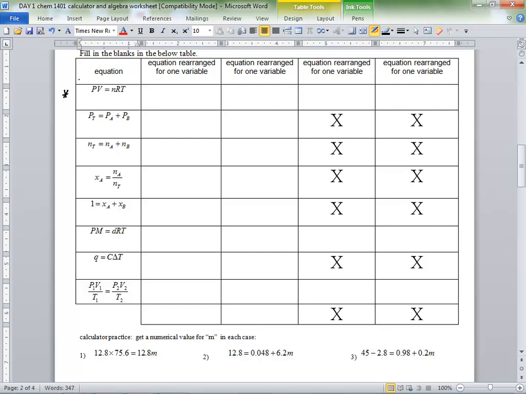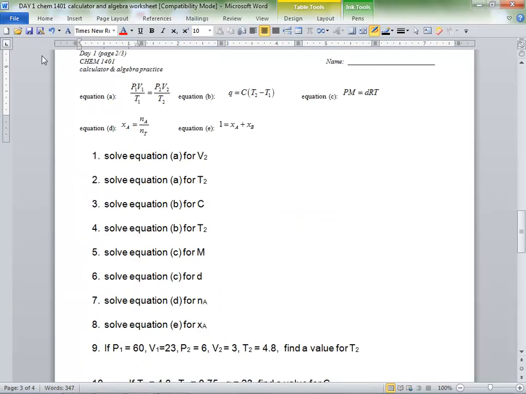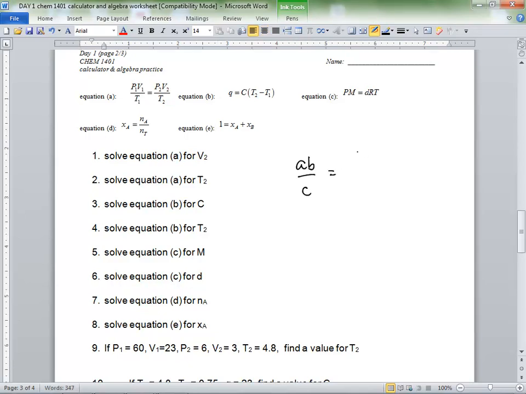What I'd like to do before we do this is show you, I don't know if it's a trick or not. I guess you can call it a trick. But if I had something like AB over C equals D over EF, okay? So I've got 1, 2, 3, I've got 6 variables.